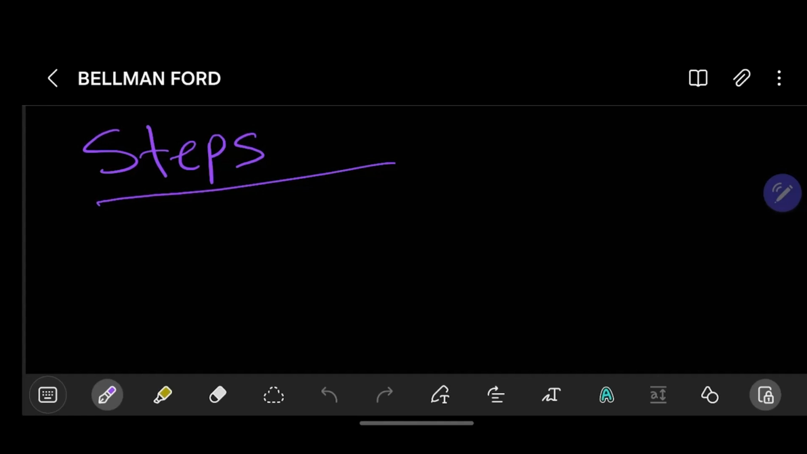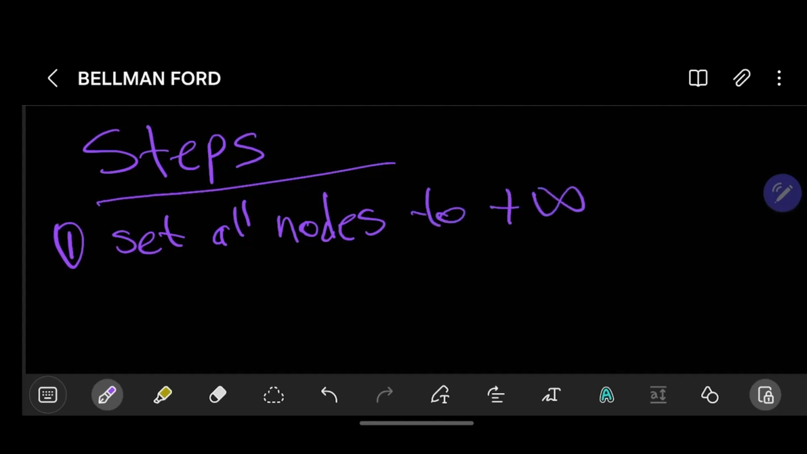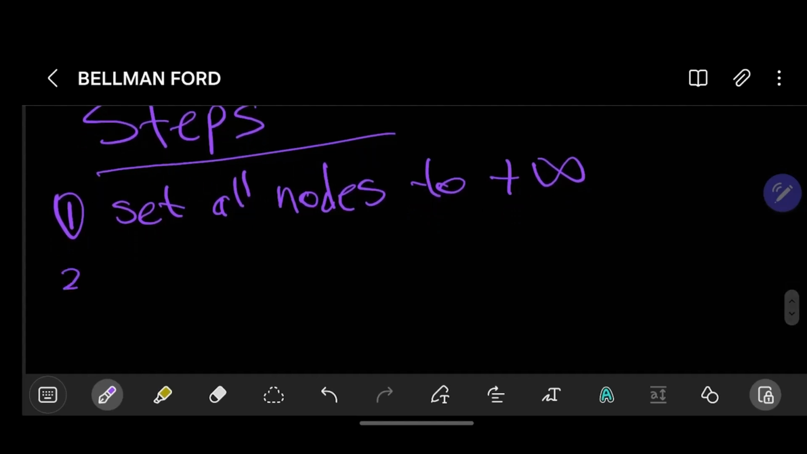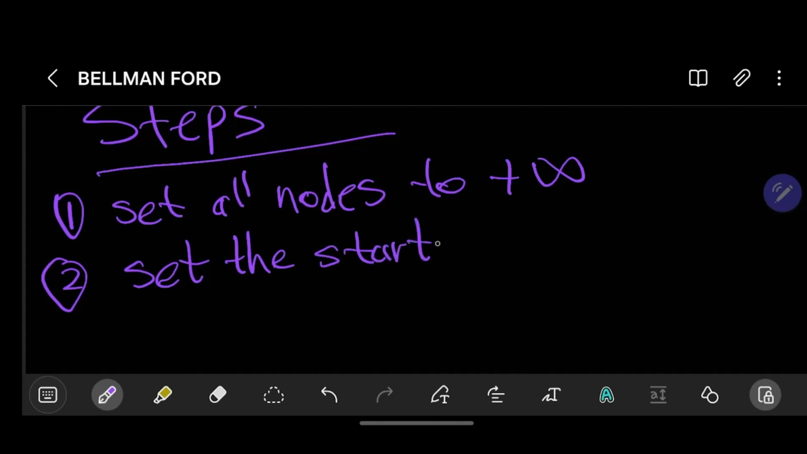Now, the first step is very similar to Dijkstra's algorithm. Number one is to set all your nodes to positive infinity. So that's step one. If you recall from Dijkstra's algorithm, we also do that. And we also do the second step, where we set the starting node to 0, because the distance between yourself is 0. Okay? Then we go ahead.